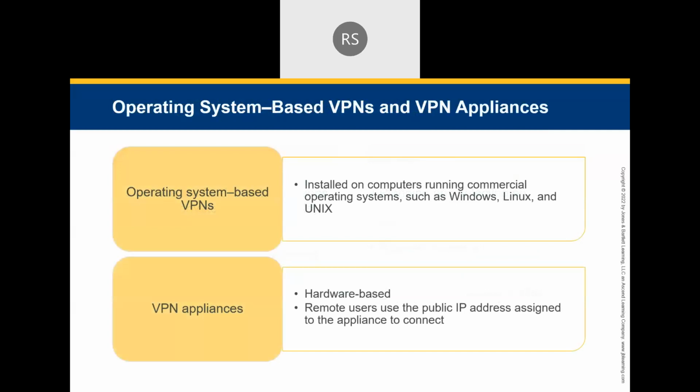So how they work is, with the hardware-based VPN, they typically come with some built-in security features, and they're optimized for handling encryption and decryption tasks. The remote users use the public IP addresses assigned to the appliances to connect. This IP address serves as an entry point to the organization's network, and it allows the users to securely access resources from anywhere that's got an internet connection.